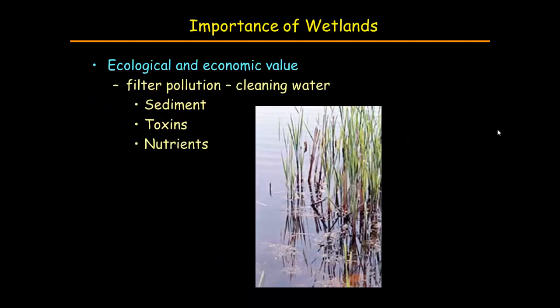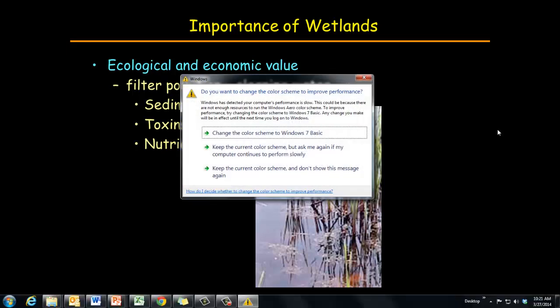Another ecological and economic value is that wetlands will filter pollution. Maybe it's muddy water that washes into wetlands, and then the silt in that water settles out and becomes part of the mud in that wetland. Sometimes wetlands will take up toxins out of water. Those will get sequestered in plants. The plants wind up taking toxins out of the sediment through their roots. The same thing is true for nutrients. We've already talked about how nutrients can be too much of a problem.